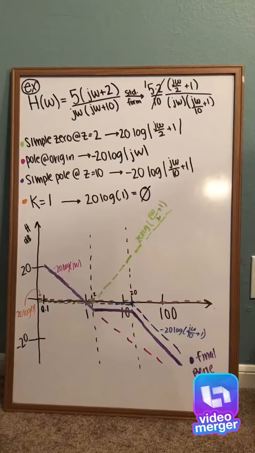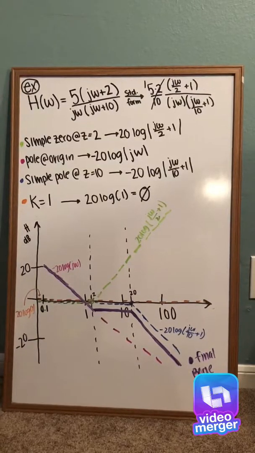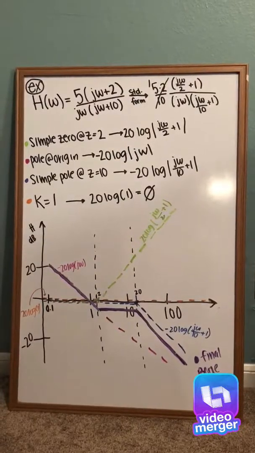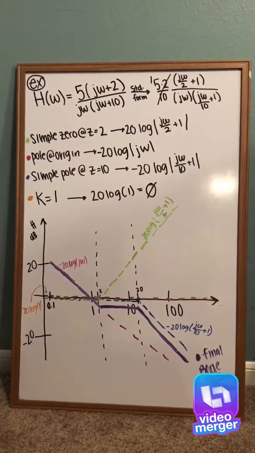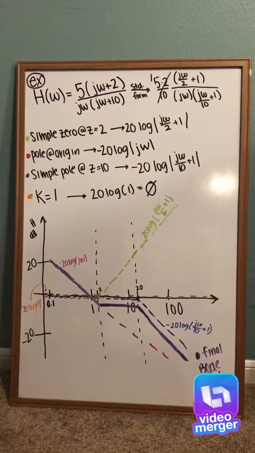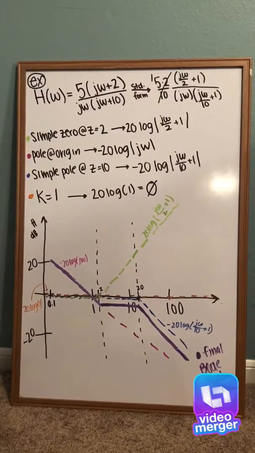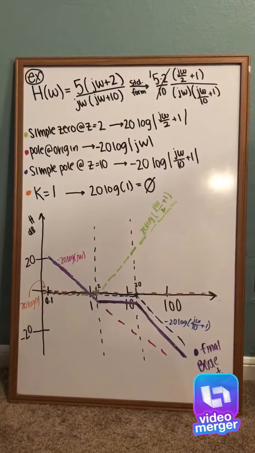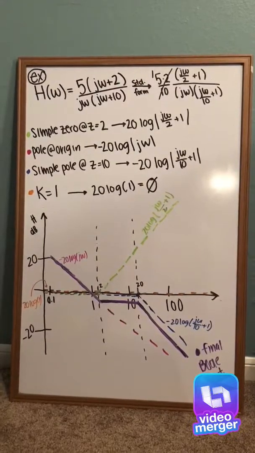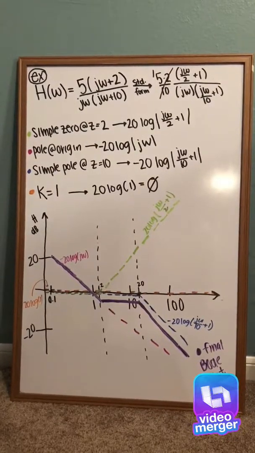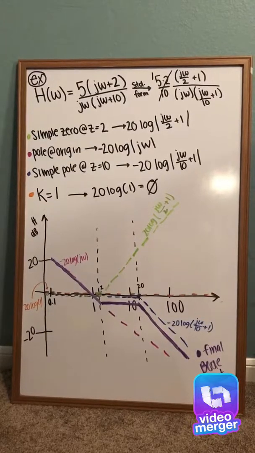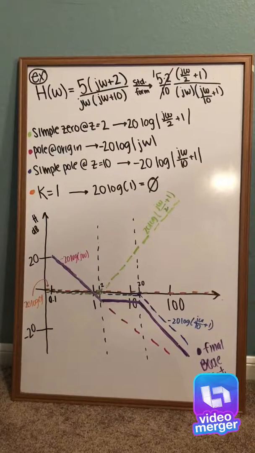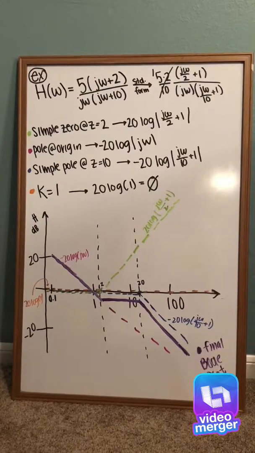The next step is to take 20 times the log base 10 of each component and then graph their individual slopes shown as dotted lines here. The simple zero at 2 will have a positive slope of 20 decibels per decade, whereas the pole at the origin and the simple pole at 10 will both have a slope of negative 20 decibels per decade. The log of 1 is 0, and so we will have a constant of 0. Now we can find the resultant Bode plot by summing the individual components as shown by the solid purple line.